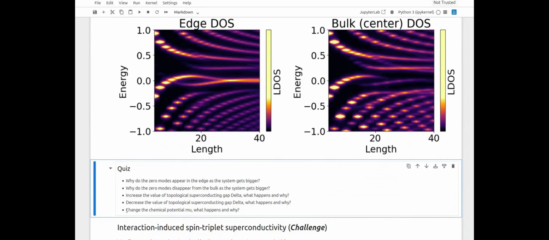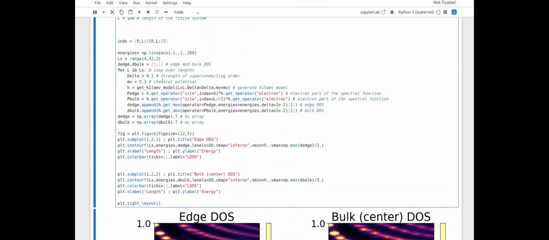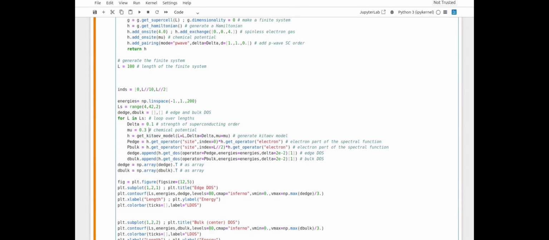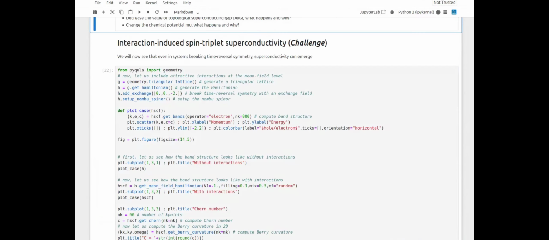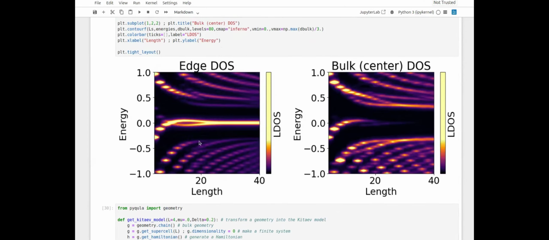Okay, and then the last question is to change the chemical potential mu and see what happens and why. And so what we are going to do is we are going to take the same delta as before, so 0.1, and the chemical potential that we are going to take is now different. So we'll take superconductivity 0.1, and now as chemical potential, let us take something like 0.5. And so the idea is that as you change the chemical potential, the way in which your edge modes go towards zero as you increase the length changes. So here you see that they move in this way, whereas for the other chemical potential, they were like this.